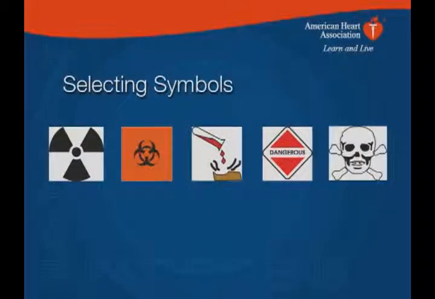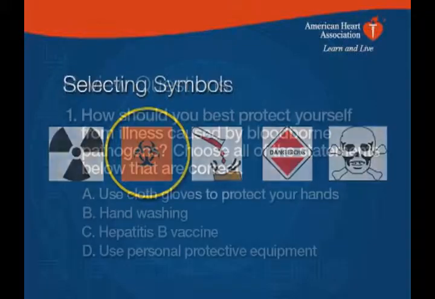You must be able to recognize the correct symbols. Circle the biohazard symbol in your workbook. Biohazard labels have a bright orange or orange-red background with lettering and symbols in a different color.